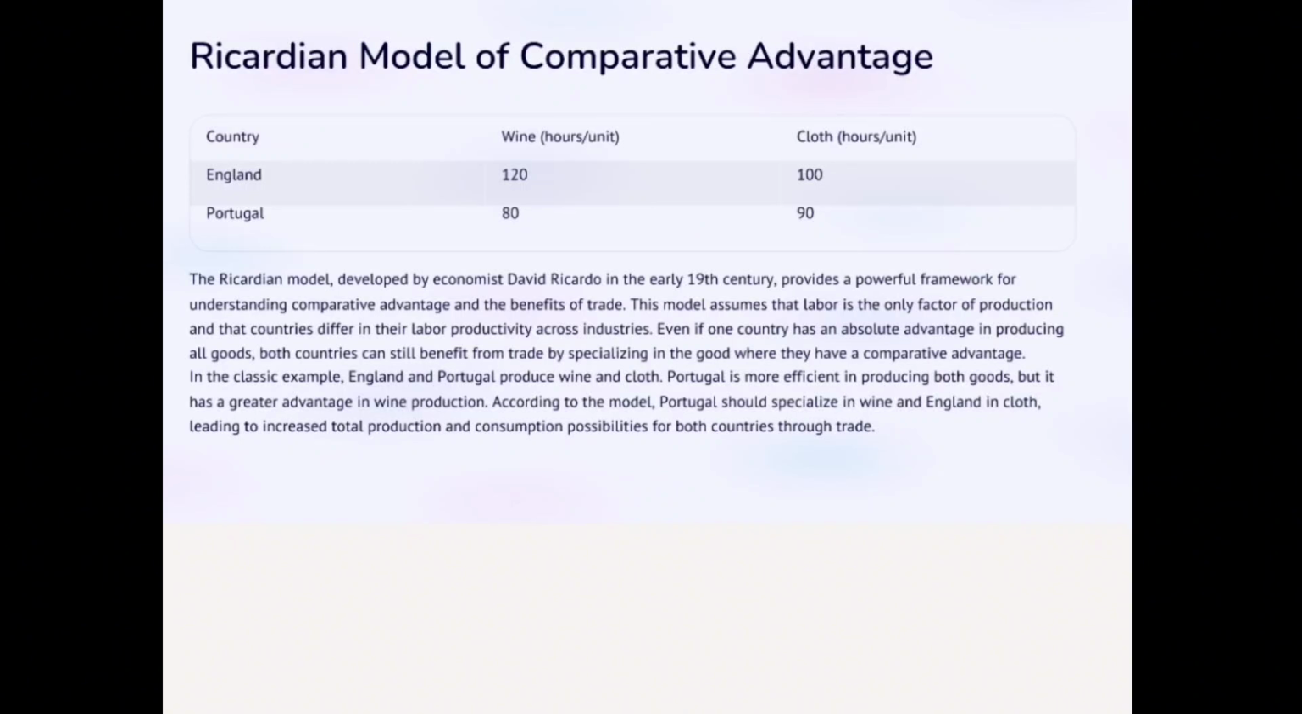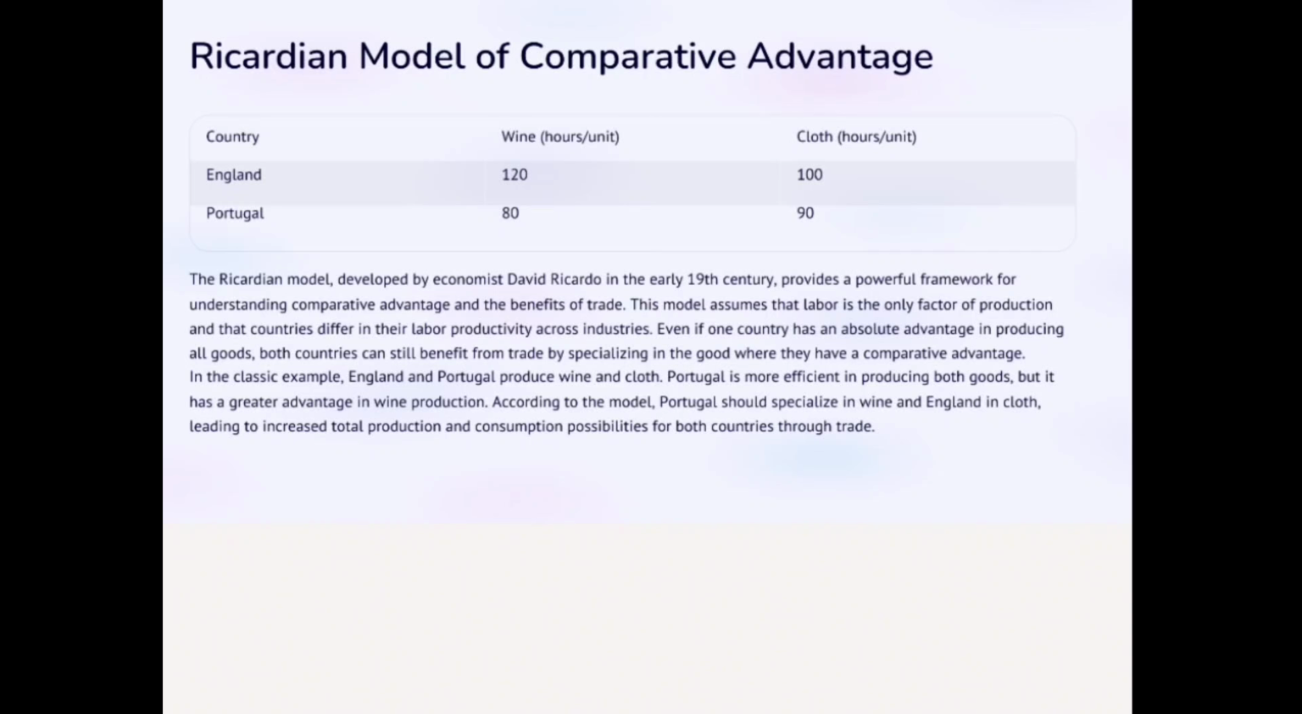Country: wine, hours per unit; cloth, hours per unit. England: 120, 100. Portugal: 80, 90. The Ricardian model, developed by economist David Ricardo in the early 19th century, provides a powerful framework for understanding comparative advantage and the benefits of trade.